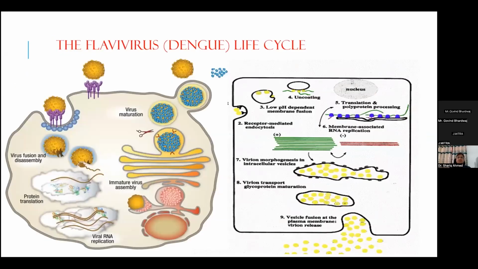All flaviviruses, including dengue, have a similar life cycle. They attach to the cell. Then there is fusion, disassembly, and protein translation. Then in the Golgi apparatus and the endoplasmic reticulum, maturation of the virus takes place. They form virus particles, taking the host cell membrane. So the dengue virus is formed with the host cell membrane, the structural proteins and non-structural proteins, and the positive single-stranded RNA.